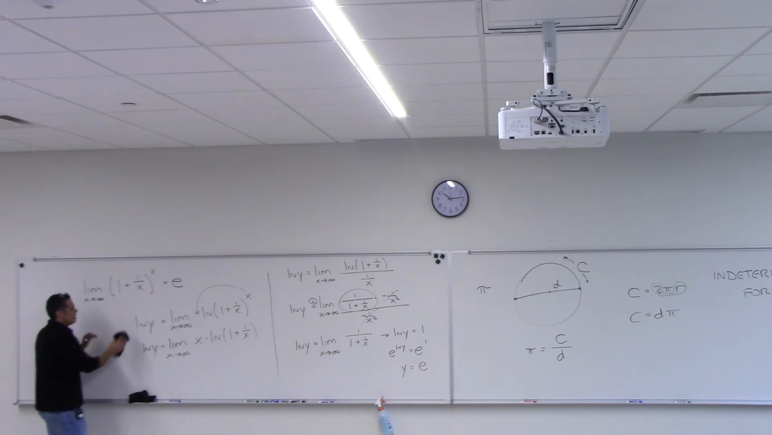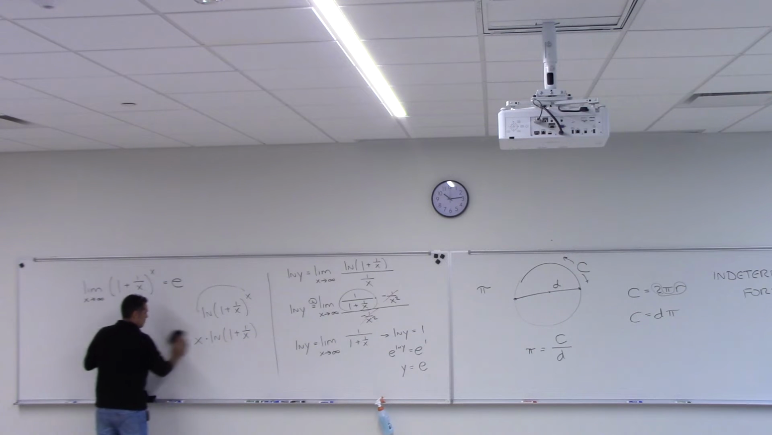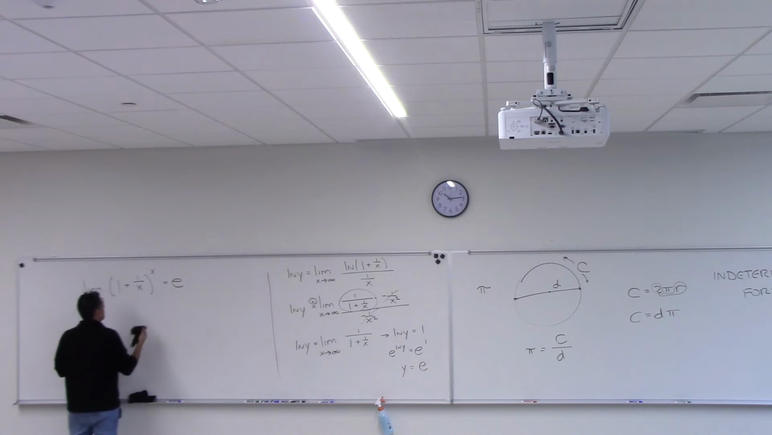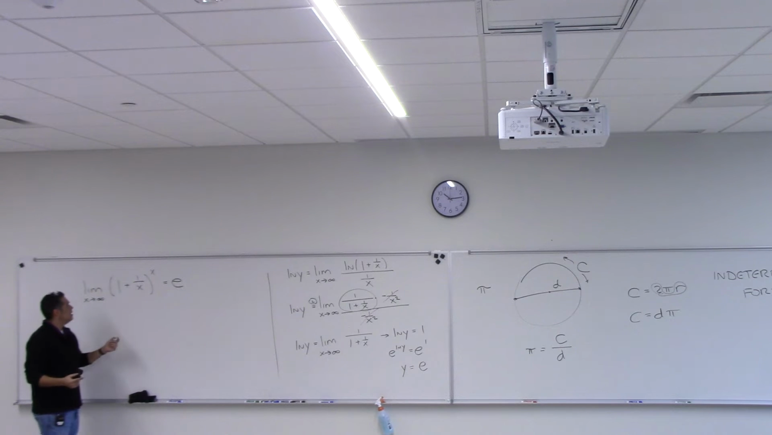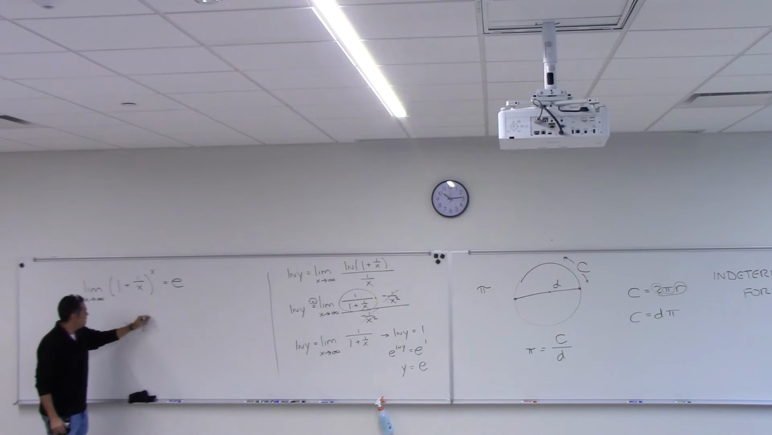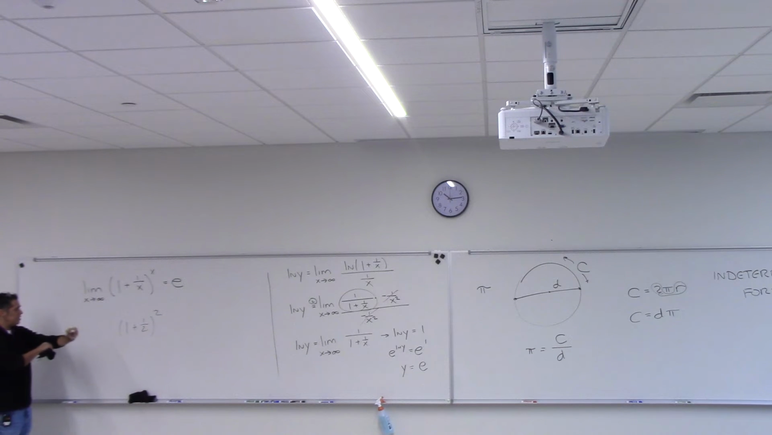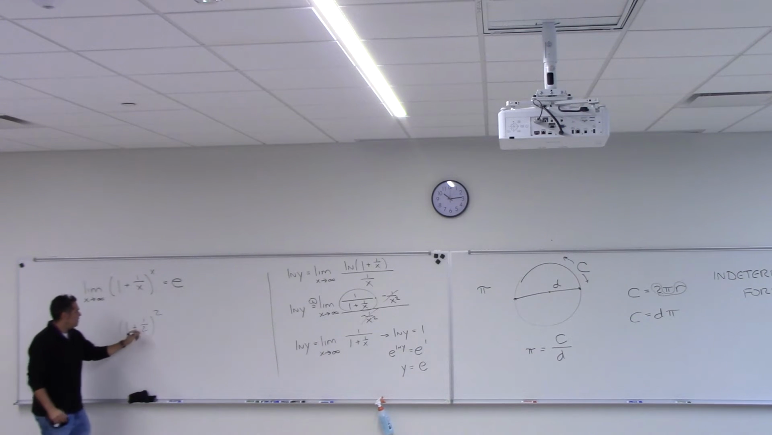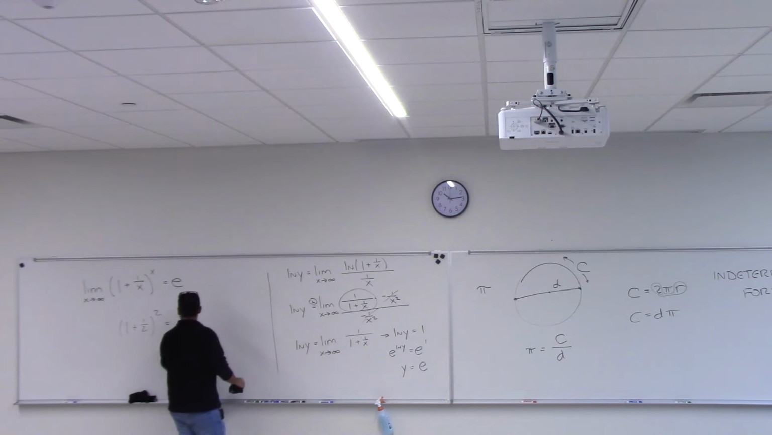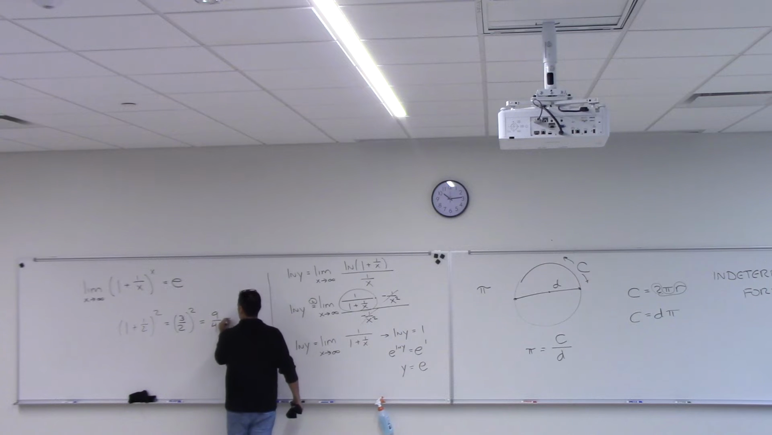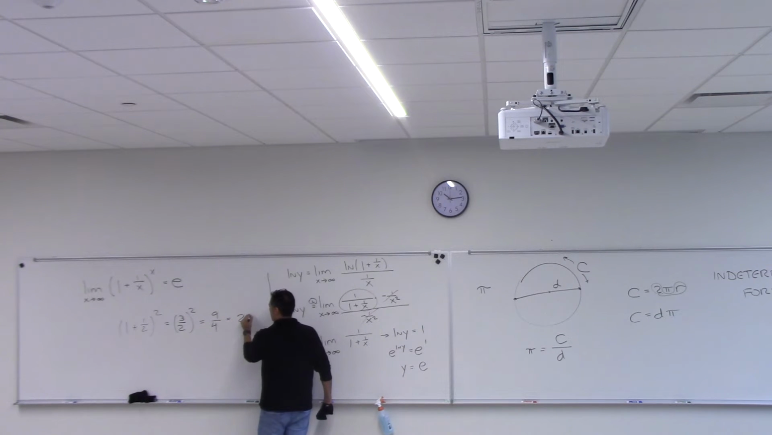So the way I like to think about this is, give me a number x and plug it in here. Let's just go with 2. If I plug 2 in here, I get 1 plus 1 over 2, and I raise that to the 2. What's 1 plus a half? Well, that's 3 halves, but then squared. And if I square that, I get 9 fourths, and 9 fourths is 2.25.